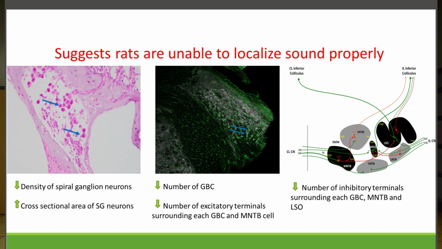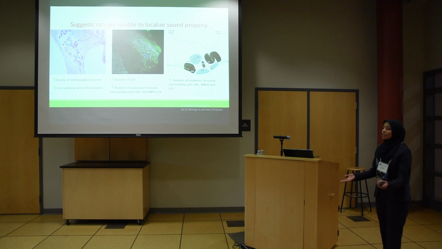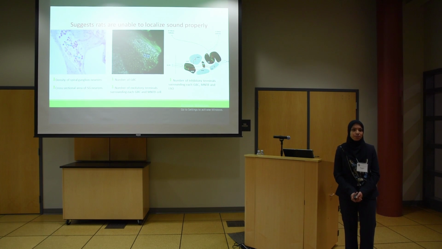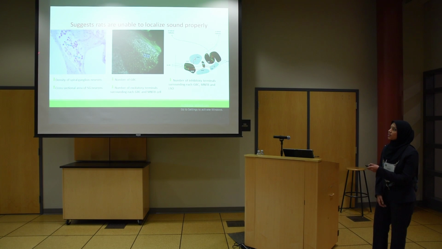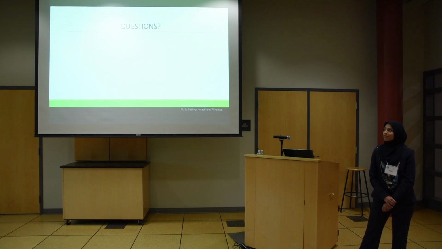So if you recall, the MNTB also sends out inhibitory projections to components of the superior olivary complex, specifically the LSO, MSO, and SPON. And we did see a significant decrease in the number of inhibitory terminals surrounding the lateral superior olive. So what does this all tell us? This suggests that there's a potential that the rats are unable to localize sound. And that is because the circuitry was disrupted from the very start, because we saw the significant decrease in the density of the spiral ganglion. Any questions?